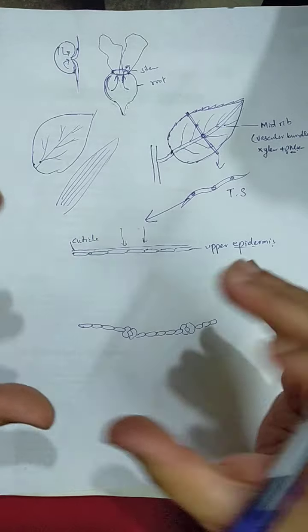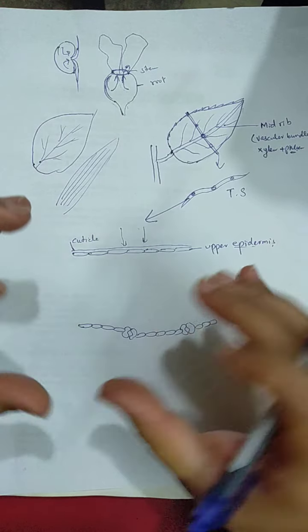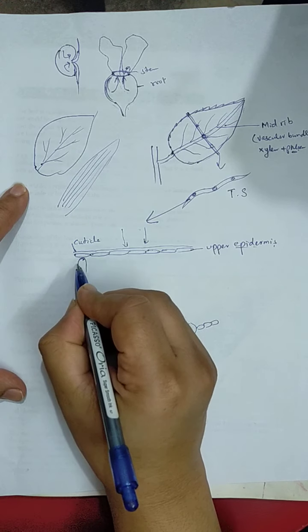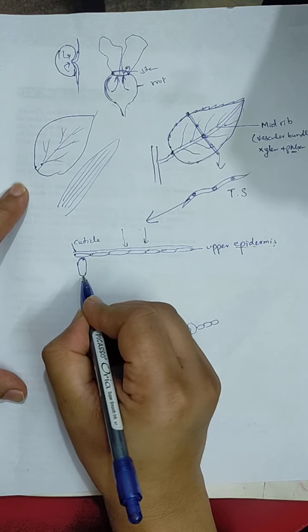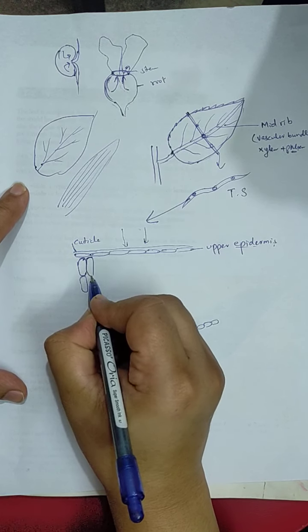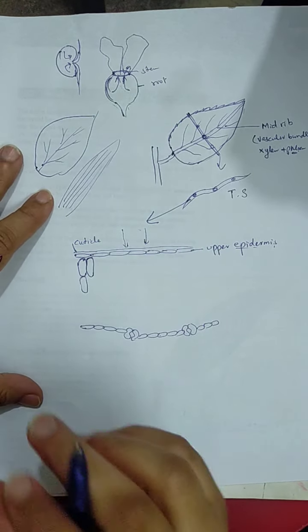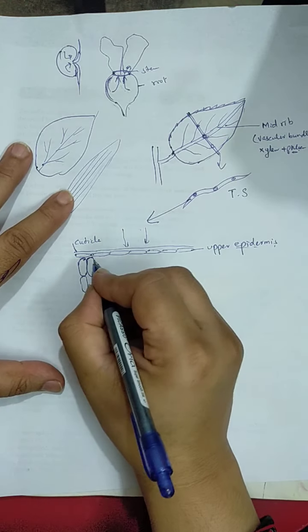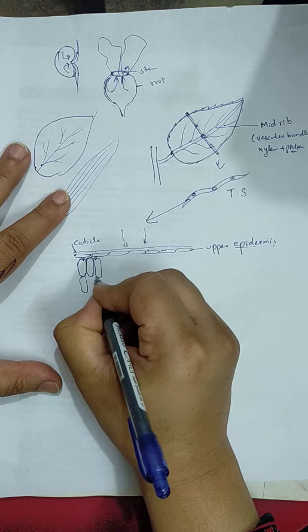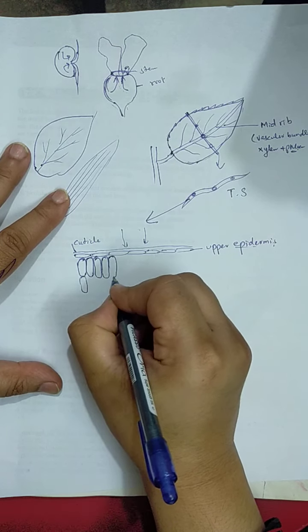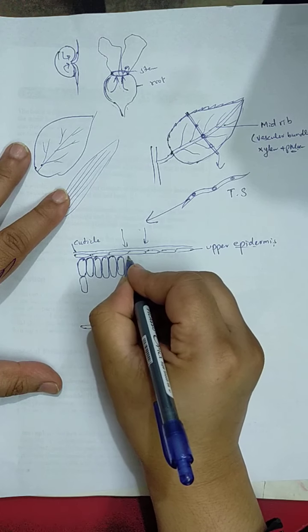Below this epidermis, between the upper and lower epidermis, are the mesophyll cells. Meso means in the middle, central. Sometimes one layer, sometimes two layers of mesophyll cells are present, and these are the cells which contain chloroplast. They are present very close together, and they are longer than broader.